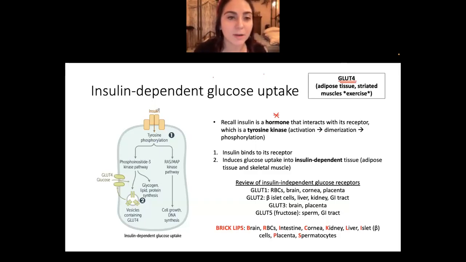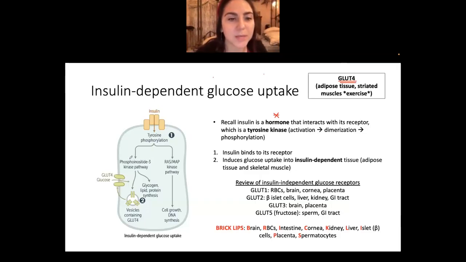But remember, anytime you have a tyrosine kinase receptor, when it gets bound by its hormone, it's going to dimerize and then it's going to undergo that cell phosphorylation and then it's going to trigger the signal transduction. Okay, so that's how insulin works. So it binds, and number one, it undergoes its phosphorylation.